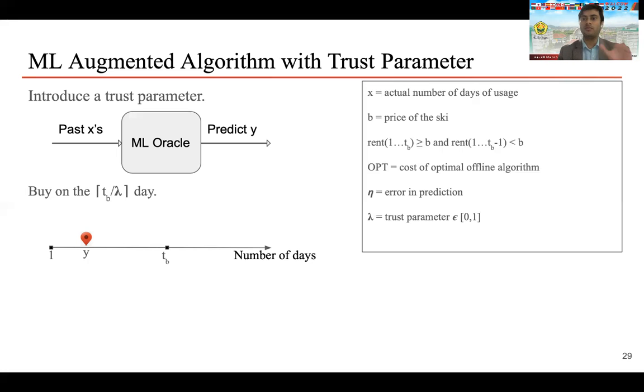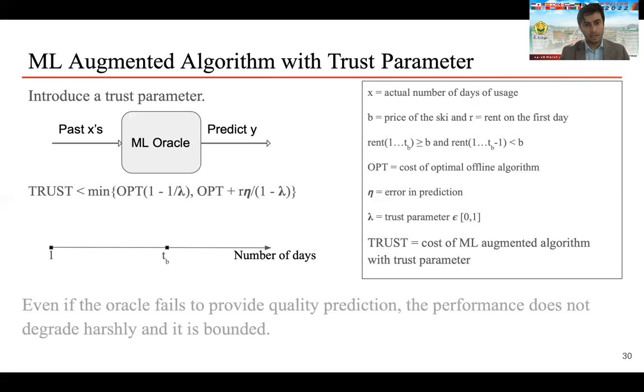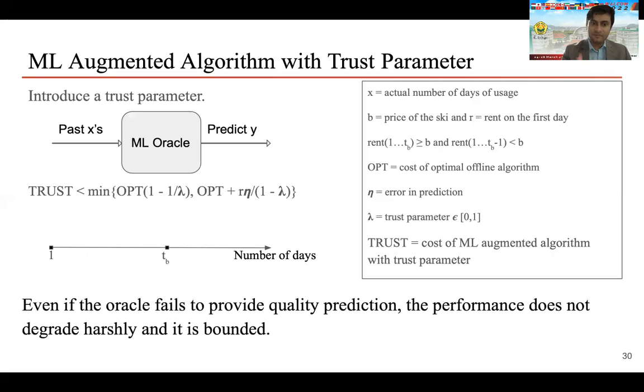Let's try to understand how this performs, or what lambda represents. The cost we incur here, if we represent the cost as trust, is going to be less than the minimum of OPT times 1 over lambda, and the other quantity is OPT plus a function of eta and lambda. Now, what this means is that even if the oracle fails to provide quality prediction, the performance does not degrade harshly. Also, the performance is bounded in this case.